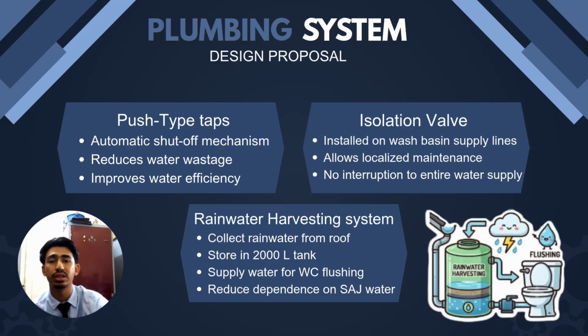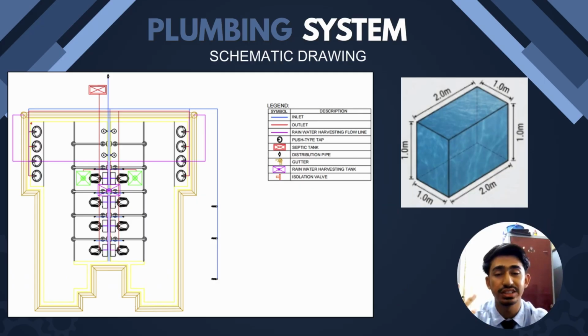on the estimated water demand of approximately 1,665 liters. So we propose a 2,000 liter storage tank. So this proposed tank capacity is sufficient to support daily flushing requirement while reducing the dependence on treated water supply by SAJ. Okay, next is the plumbing system schematic drawing.